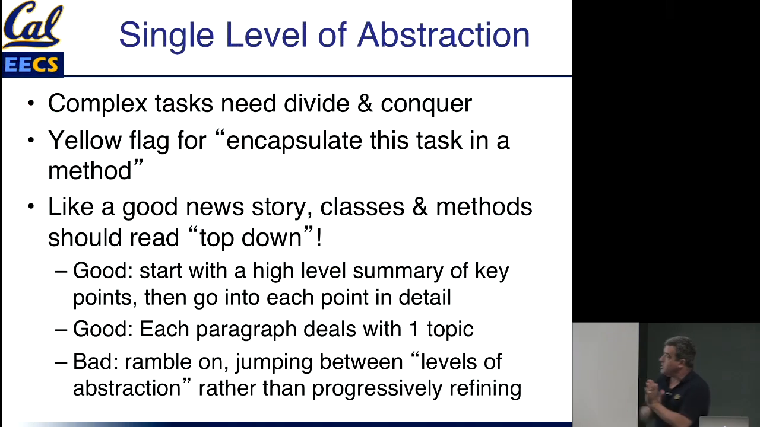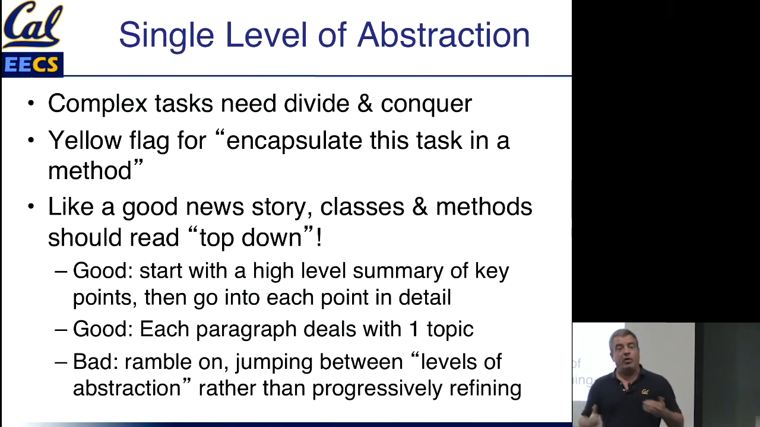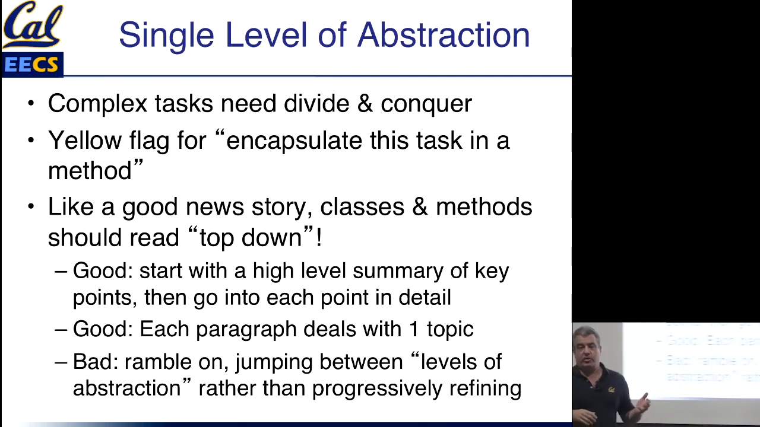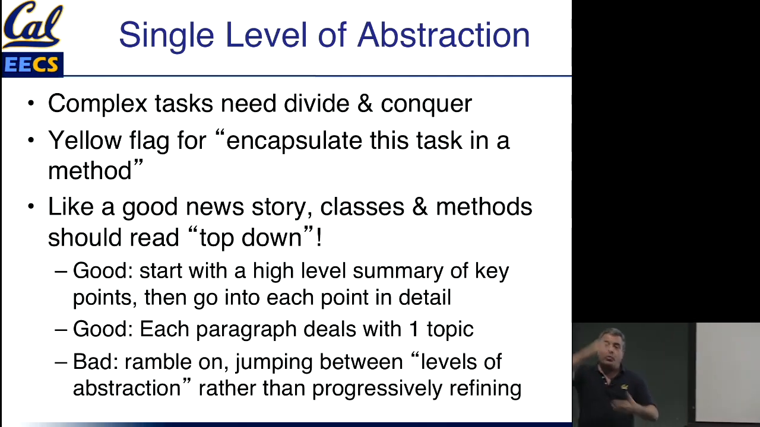So what do I mean by a single level of abstraction? I'll explain it, but then I'll show you an example. And I think once I show the example in code, it'll be a lot easier to understand. If you're trying to do a complex task, you need to divide and conquer the task, right? You don't write a single long function that does a lot of things. Instead, you have helper methods of various kinds around the function.